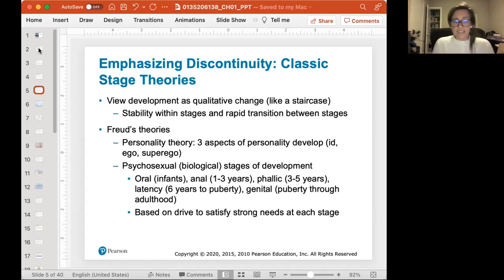So Freud's theories, the personality theory involving three aspects of personality development, the id, ego, and superego. And then you also have his psychosocial or biological stages of development involving the oral, anal, phallic, latency, and genital stages. These stages are based on an infant's drive to satisfy strong needs at each stage. And don't worry, I kind of ran through those because I have some images for you.